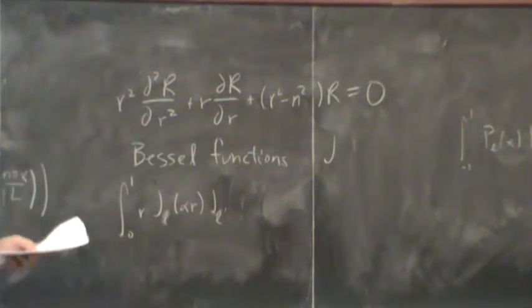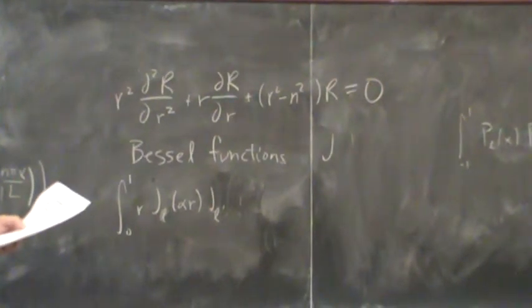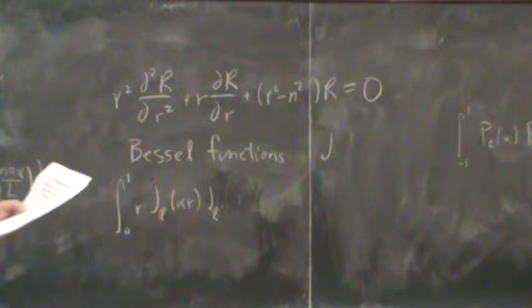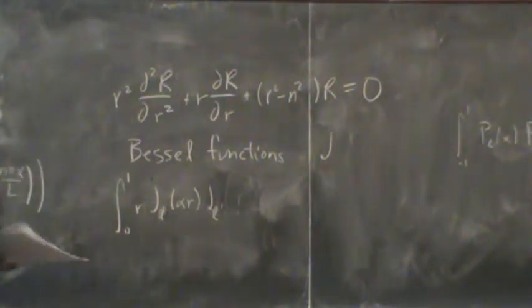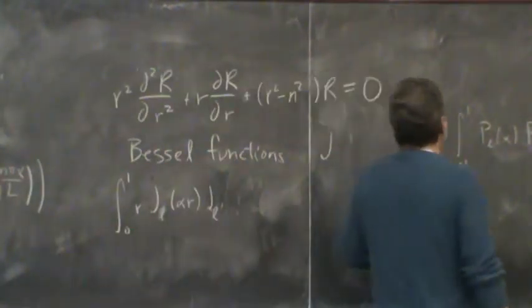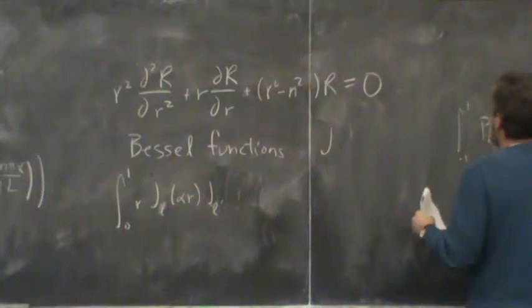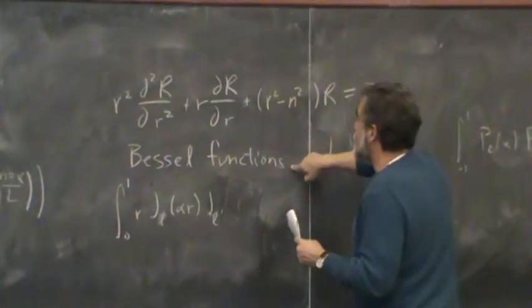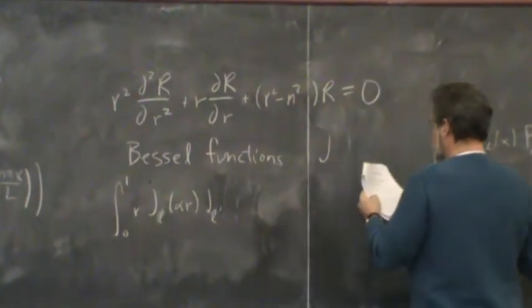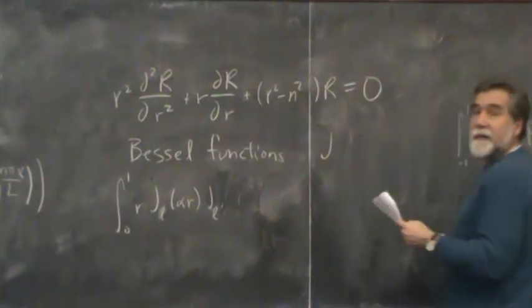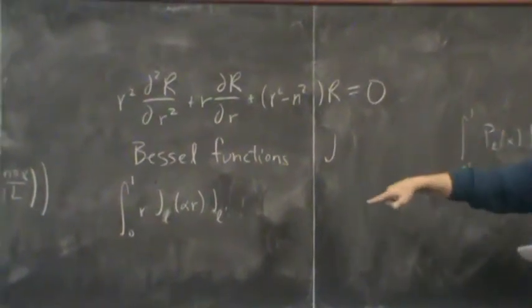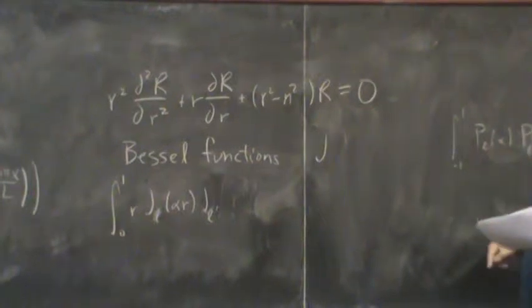Shouldn't those be J's too instead of P's? No, I'm sorry, I should have been more clear here. Over here, Bessel functions are the solutions to that equation. I will finish this in a minute. I'll come back to this.